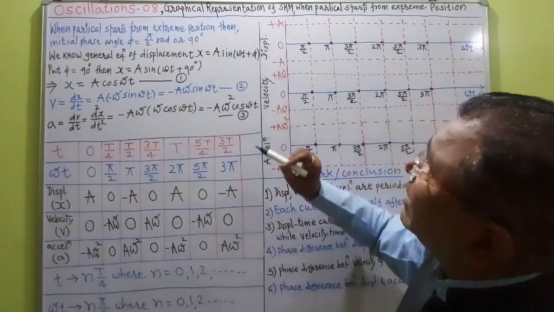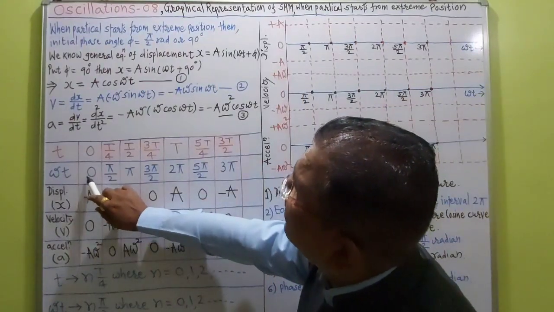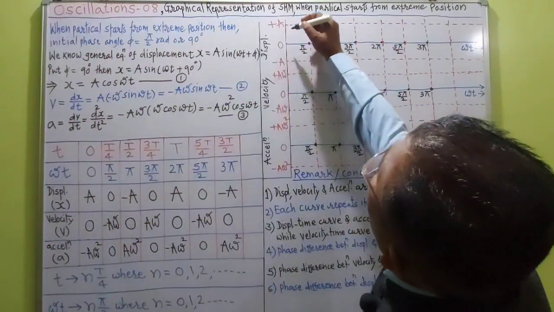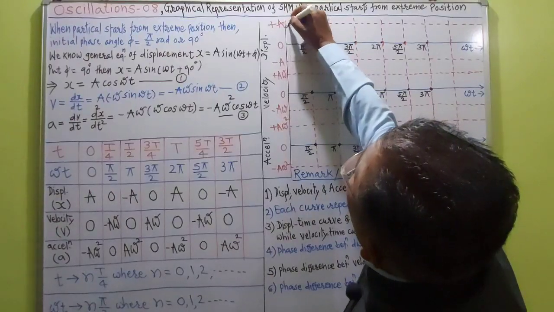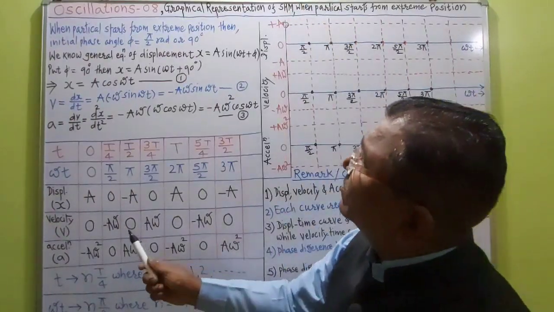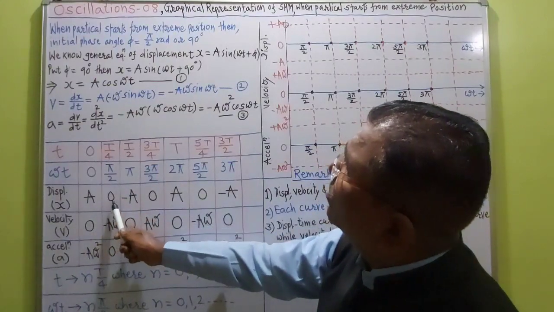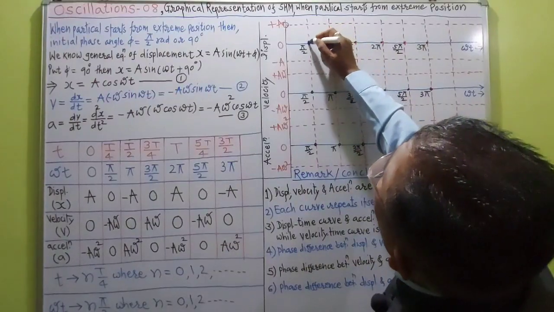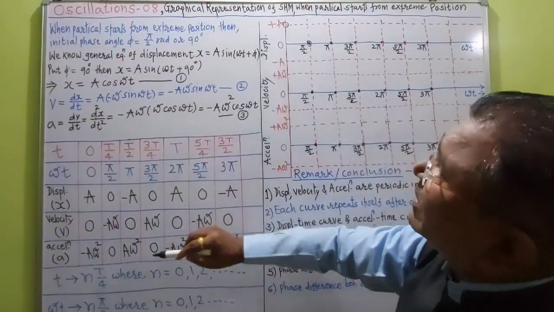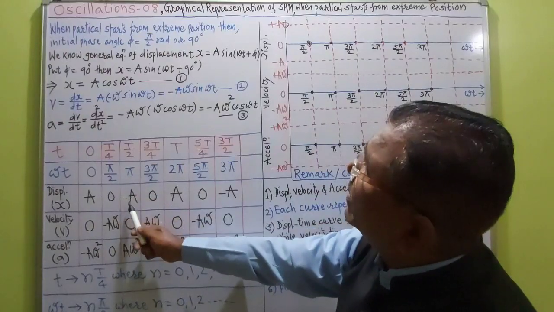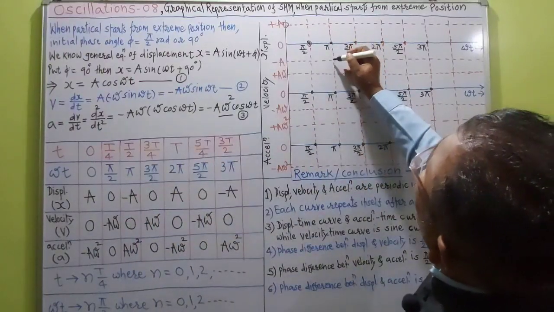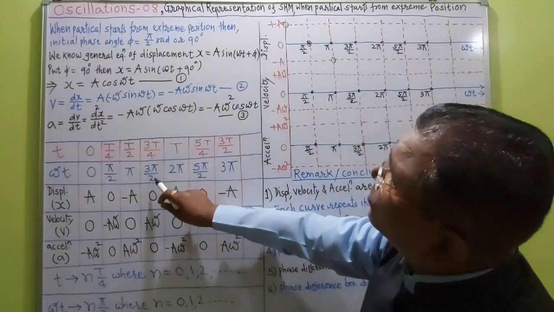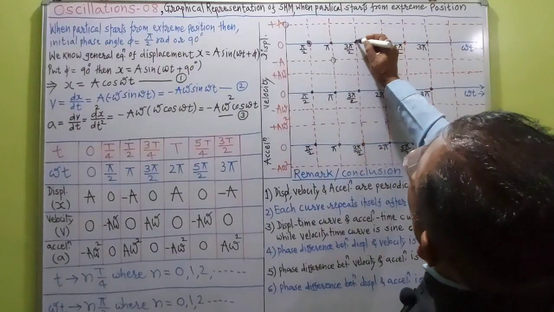Then see here, displacement. When omega t is equal to 0, displacement is capital A. We get the value here. When omega t is equal to pi by 2, displacement is 0. Then when omega t is equal to pi, displacement is minus A, below, like this. In this way, when omega t is equal to 3 pi by 2, we get displacement 0 here.